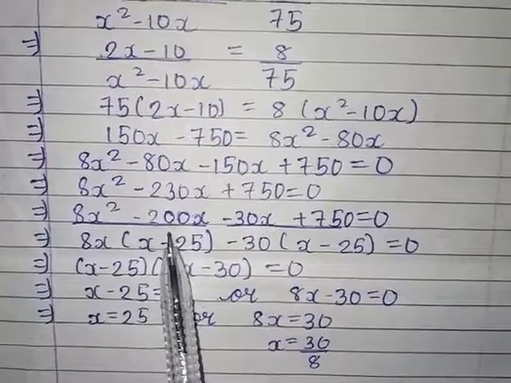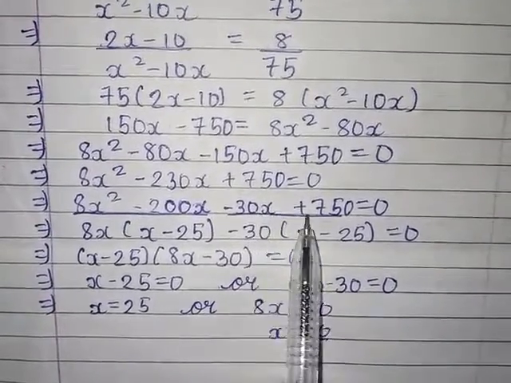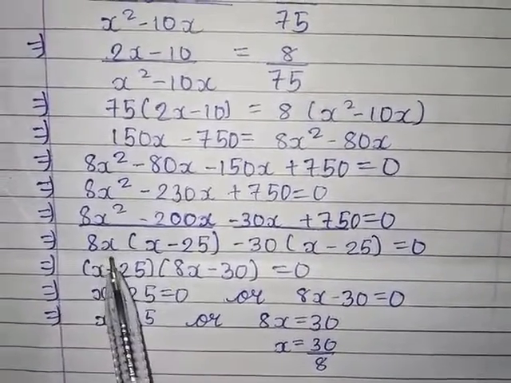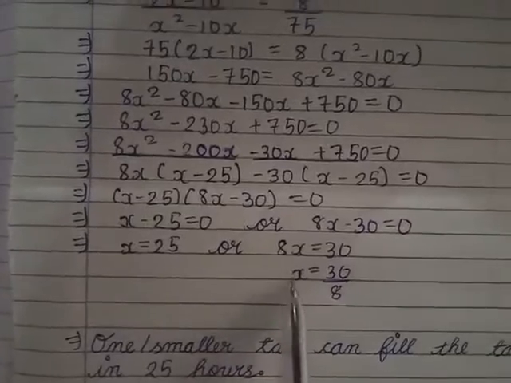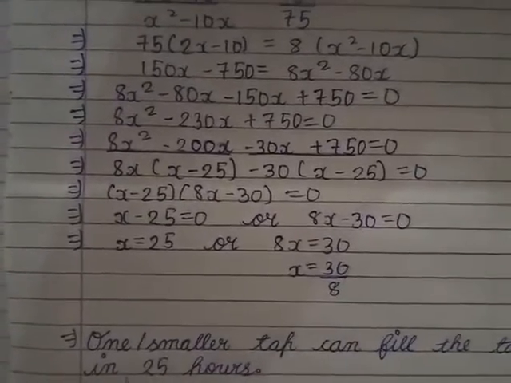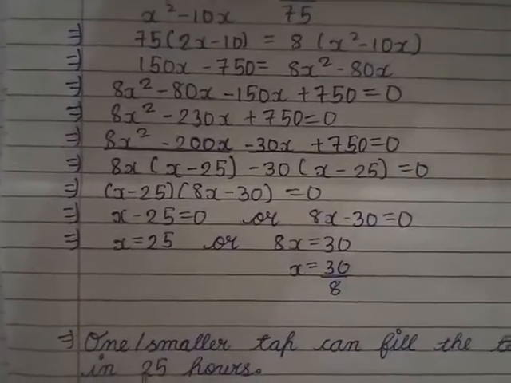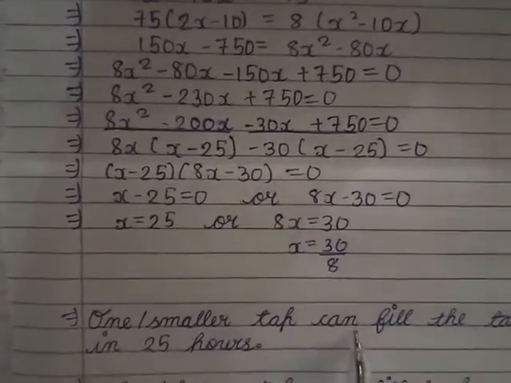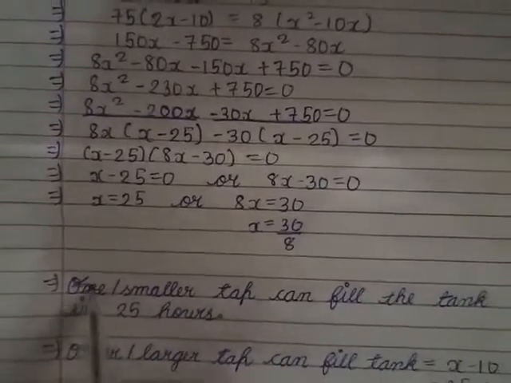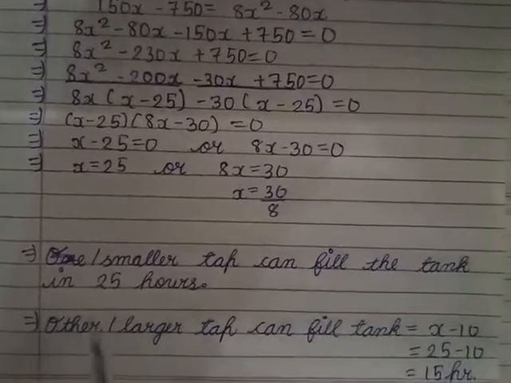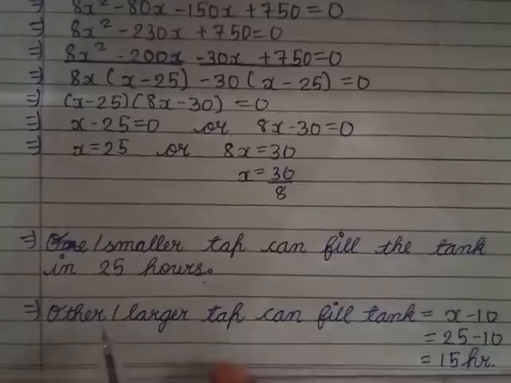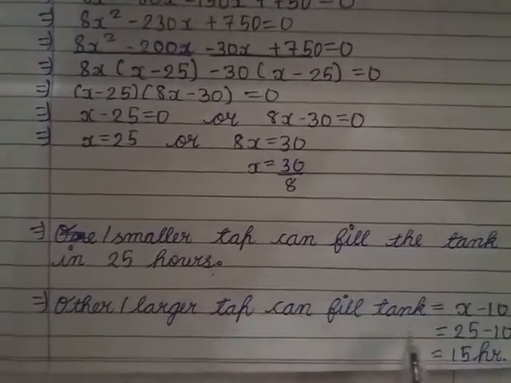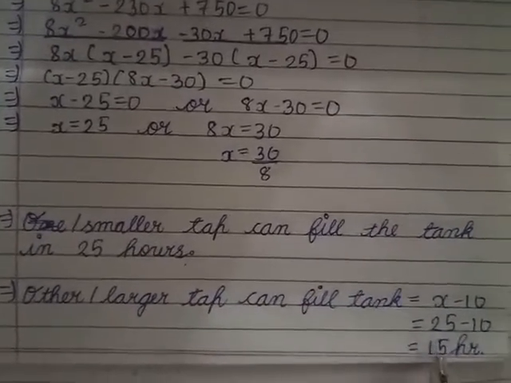So the factors would be 200 and 30. Taking common, it is equal to 0. So x is equal to 25 or x is equal to 30 by 8. So the smaller tap can fill the tank in 25 hours. So the larger tap can fill it in 25 minus 10, that is 15 hours.